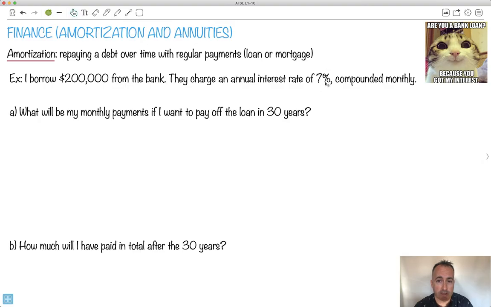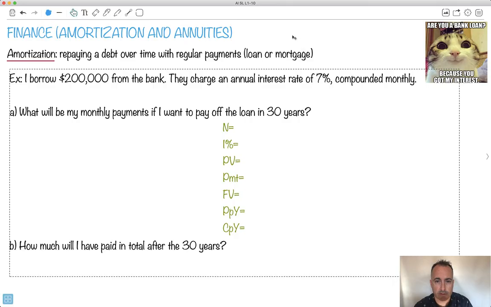The reason I keep using 7% is because that's what a lot of banks charge, at least for some loans. House loans, it's usually lower, but it depends where you are. But it's very often like a 30-year loan. And the question is, how much will I have paid in total? That might be interesting. So let's start by just getting out our solver, and let's see if we can figure out what each of these values is.